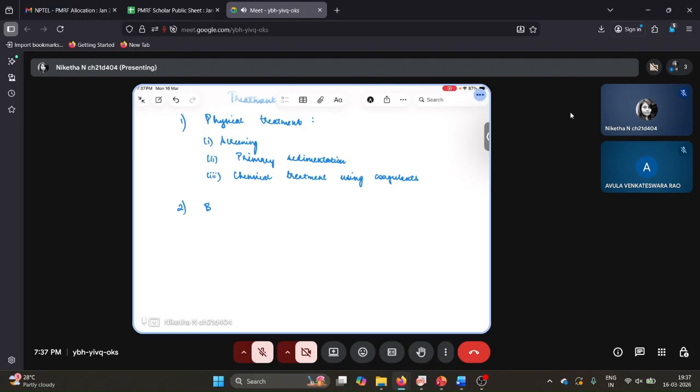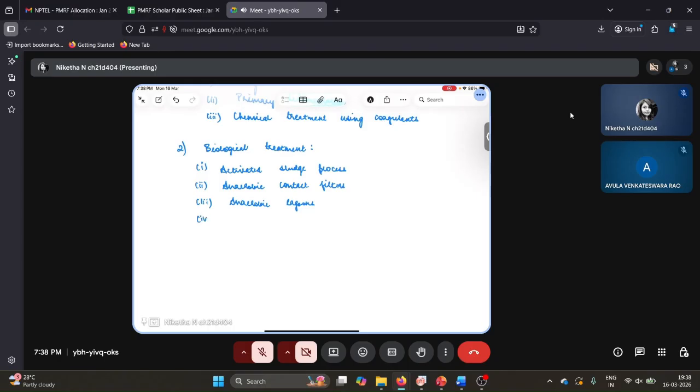Then comes the biological treatment. So biological treatment involves processes like activated sludge process, anaerobic contact filters, anaerobic lagoons, upflow anaerobic sludge blanket with extended aeration.